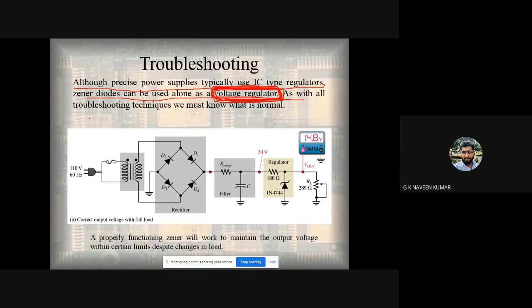As with all troubleshooting techniques, we must know what is normal. Let us see this circuit. This is the 110 volt 60 hertz supply coming to the primary of the transformer. Now from the secondary, this 110 volts has been reduced, and this is a step down transformer, right? In the market you will get a 12-0-12 transformer.